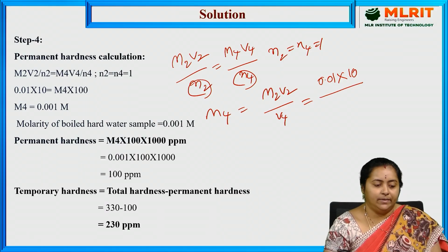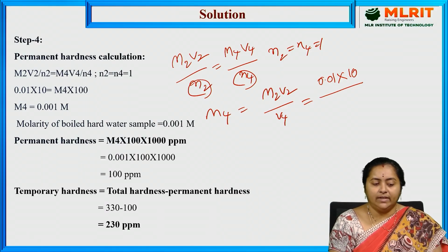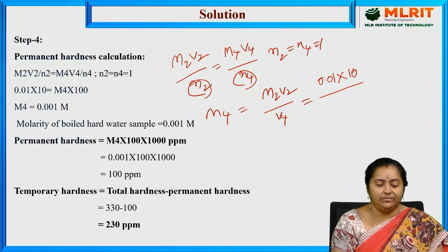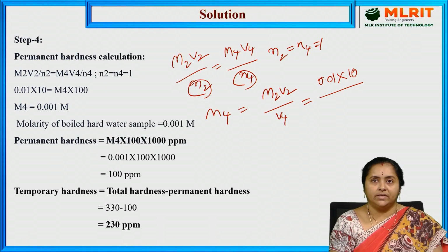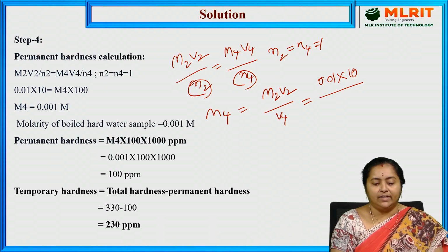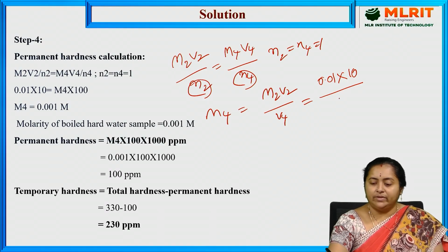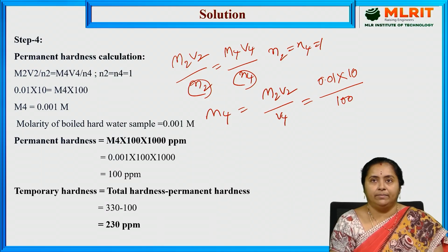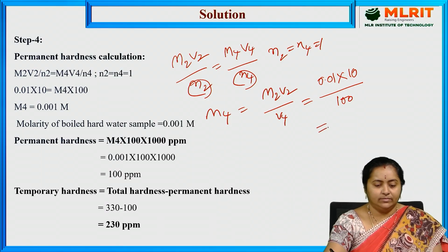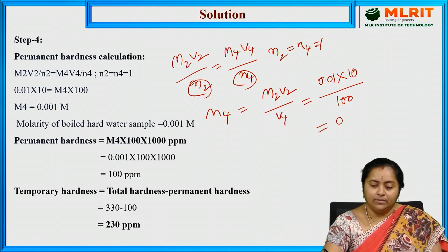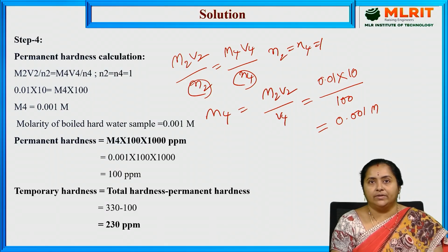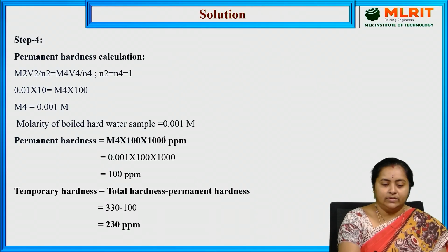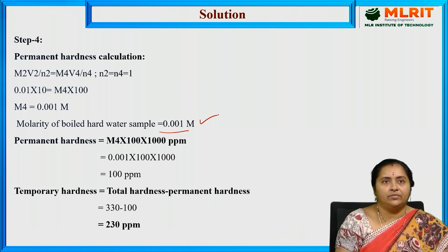So the whole thing is divided by V4, because I just want to calculate M4, that is the molarity of the boiled and filtered hot water sample. So in the denominator we will get V4 only. What is V4? The volume of the boiled and filtered hot water sample. Everywhere we are taking it as 100 ml. After doing this calculation and simplification, we got the molarity of the boiled and filtered hot water sample as 0.001 molar. So this is the M4 value that we obtained from step 4.